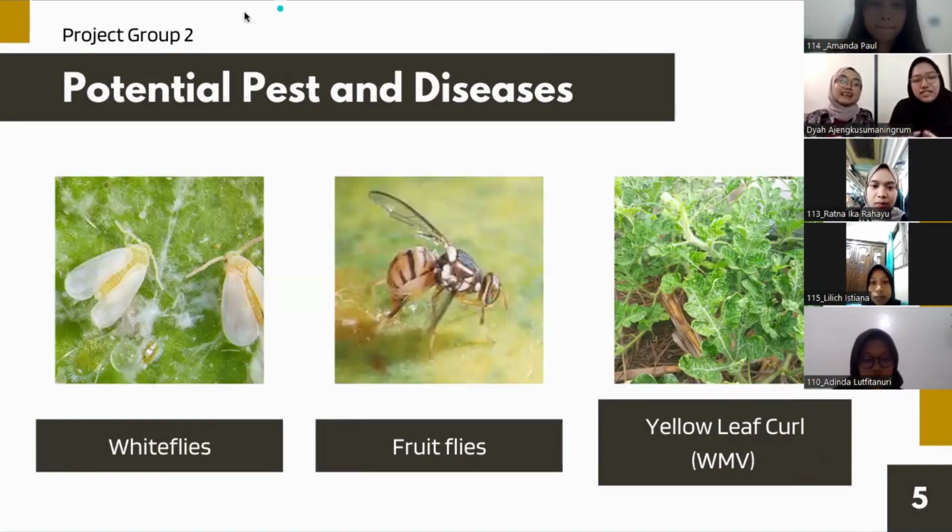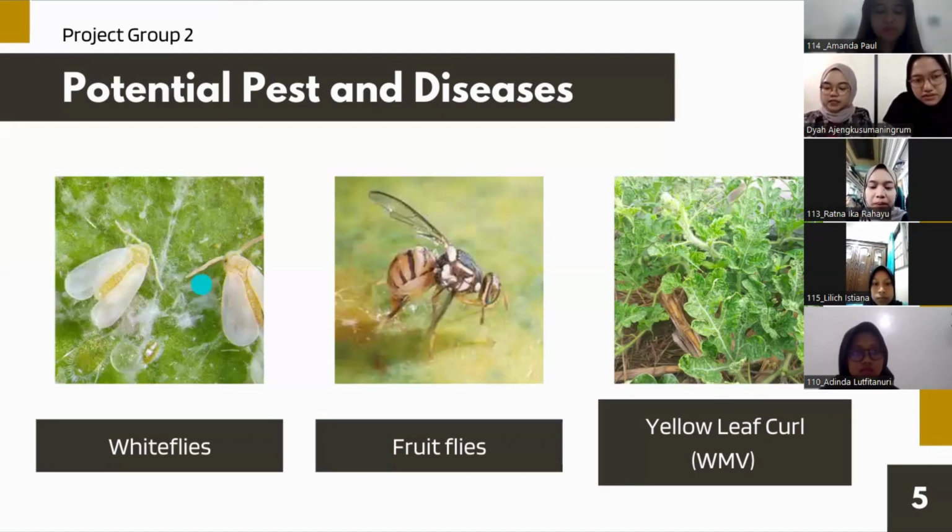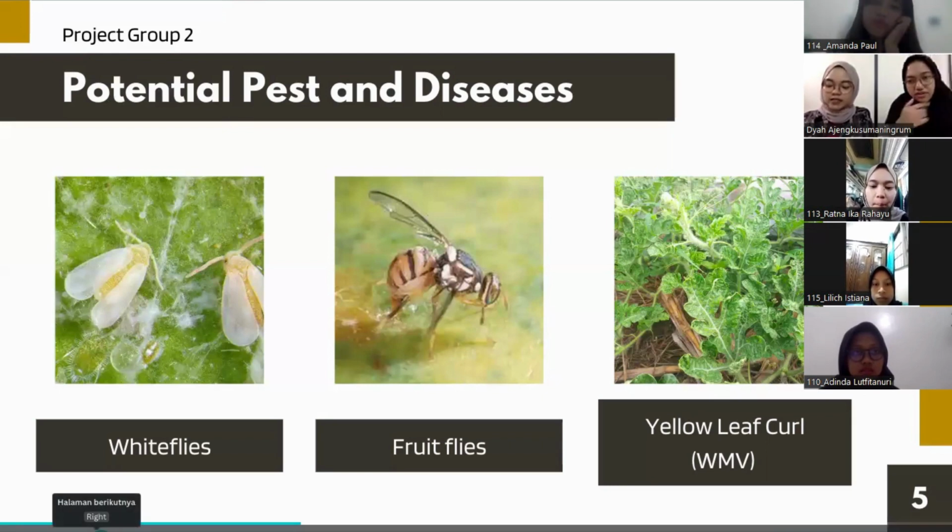Okay, next are potential pests and diseases. The first one is whiteflies. Whiteflies are tiny, sucking insects that become abundant in vegetable and ornamental planting, especially for watermelon, especially during warm weather. They excrete a sticky honeydew and cause yellowing or death of leaves. Outbreaks often occur when the natural biological control is disrupted.